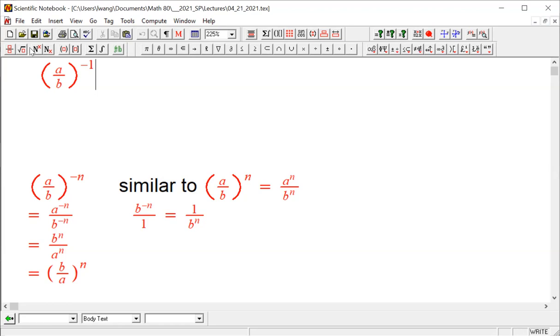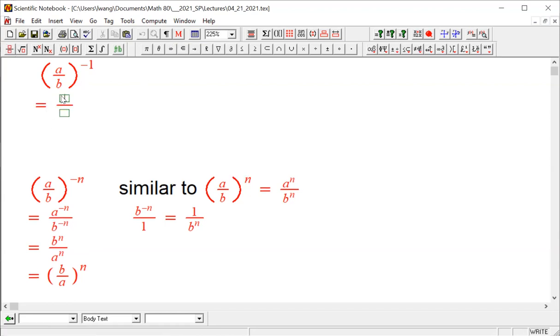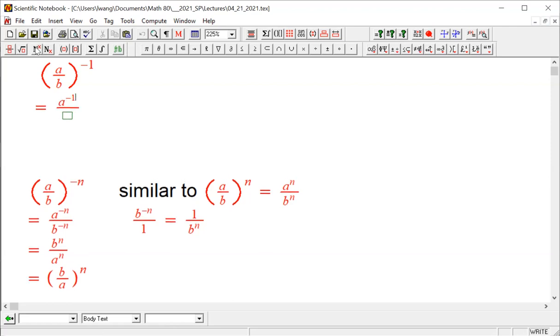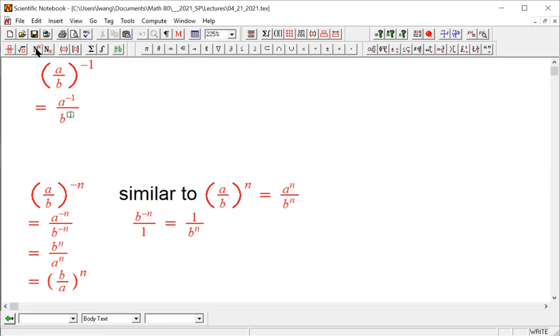So in this situation, there are a number of different ways we can do it. But one of the ways, if we use the properties similar to what we did, you will get A raised to the power of negative 1 and B raised to the power of negative 1. So we basically follow this rule. Okay, we just follow that rule.